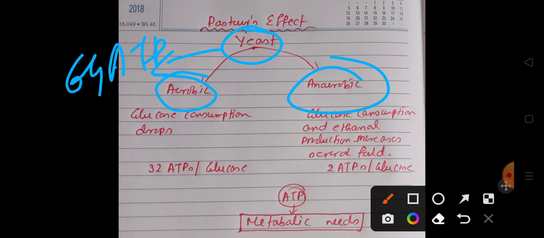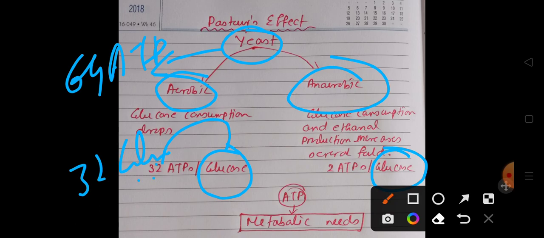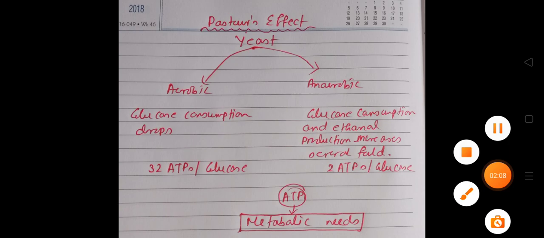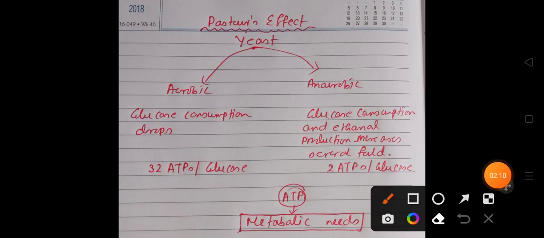Now try to think about this. If in aerobic condition it can get 32 ATP from one molecule of glucose, then it only has to consume 2 molecules of glucose, right? Whereas in anaerobic condition, as it is getting 2 ATP from one molecule of glucose, it has to consume about 32 glucose molecules to get 64 ATP. And that is the basic reason behind the observation that Pasteur made.